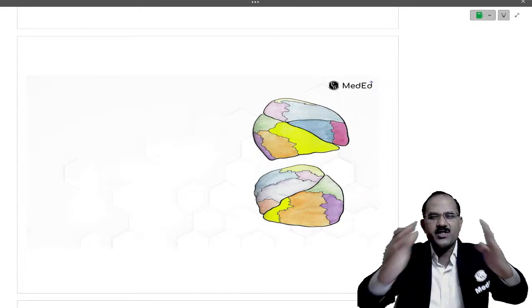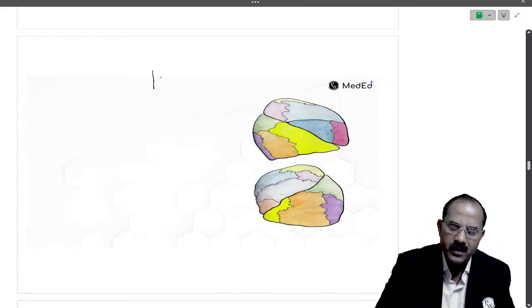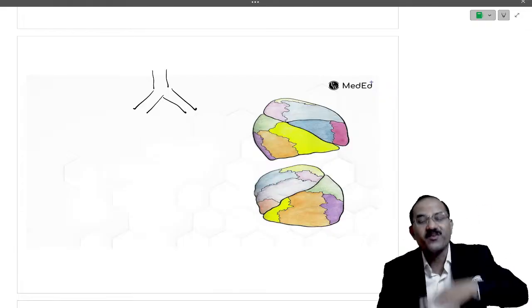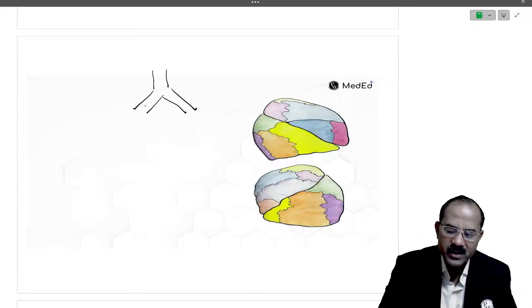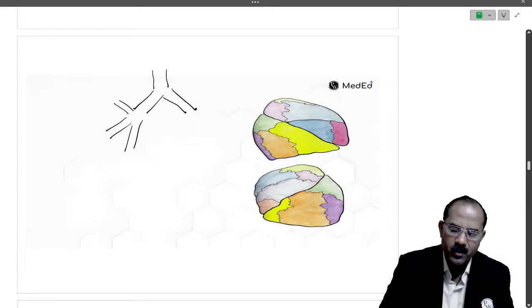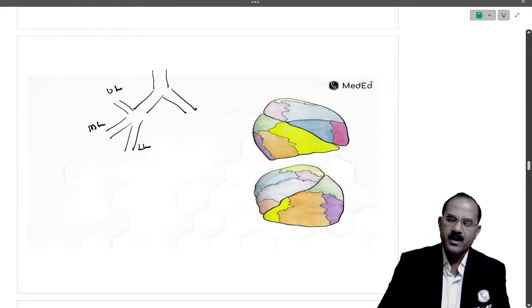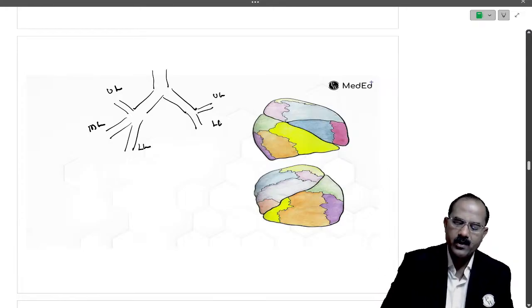Now, the trachea divides into two primary bronchus. Primary bronchus further divides into, okay, I'll just make this for you. Trachea divides into two primary bronchus, right? For two lungs. Each primary bronchus divides into secondary bronchi depending on the number of lobes. So the right lung has got 3 lobes, right? So the right primary bronchus would divide into 3 secondary bronchi. That's the secondary bronchus for the upper lobe, that's the secondary bronchus for the middle lobe, and that's the secondary bronchus for the lower lobe. The left primary bronchus divides into 2 secondary bronchi for the upper lobe and the lower lobe.